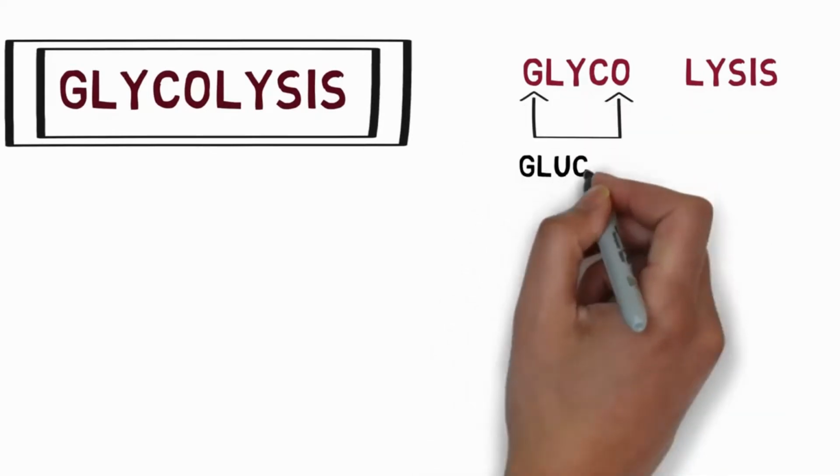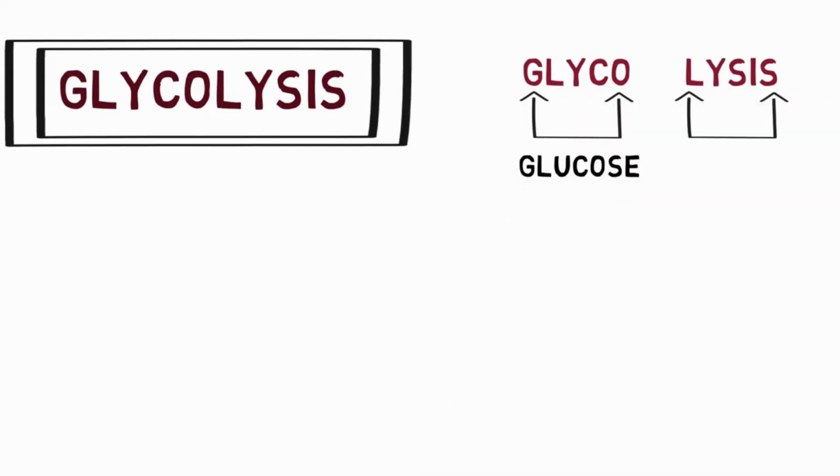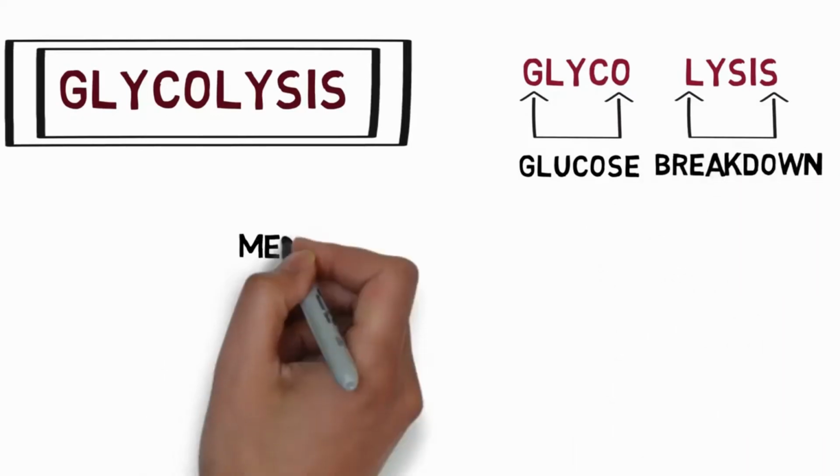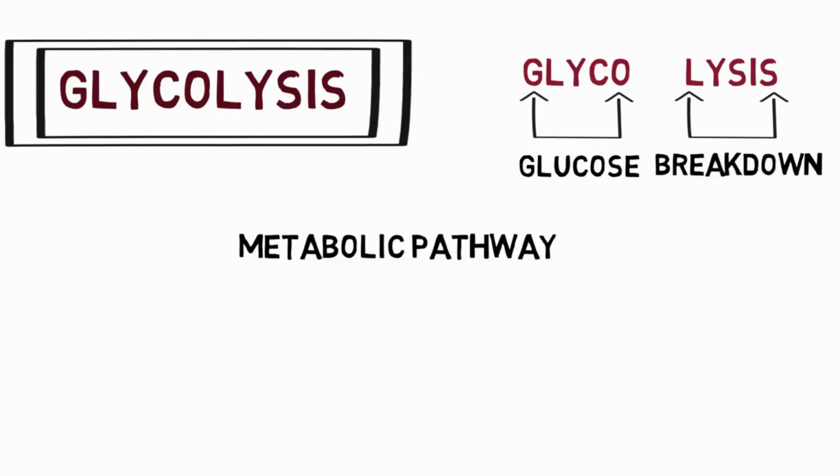Glycolysis means splitting of one molecule of glucose into two molecules of pyruvates through a series of reactions catalyzed by specific enzymes. Glycolysis itself consists of two words. The word glyco means glucose and the word lysis means breakdown. Glycolysis is a metabolic pathway that involves systematic breakdown of glucose to produce energy, and glycolysis takes place in the cytosol of the cell.